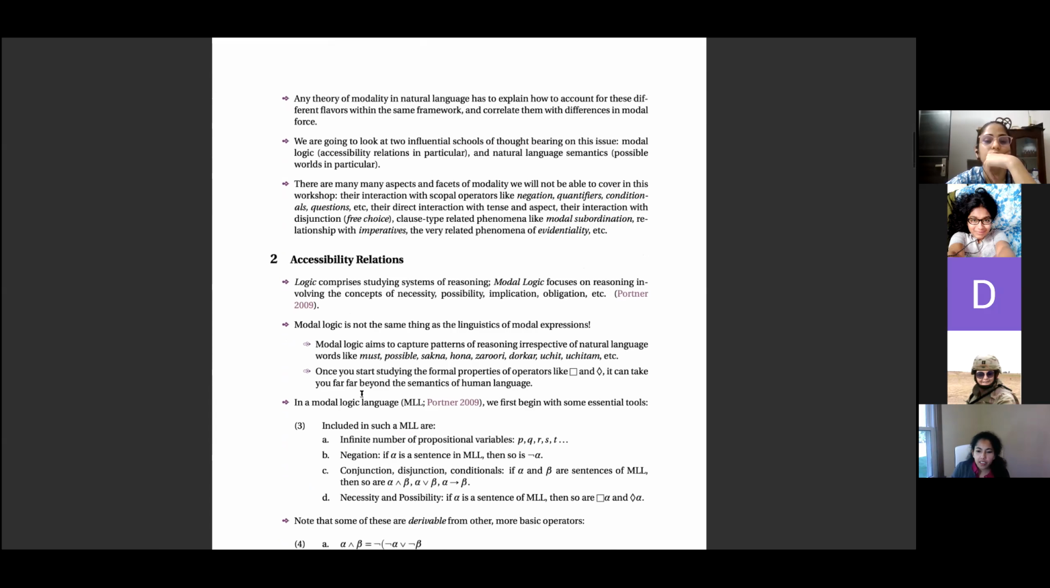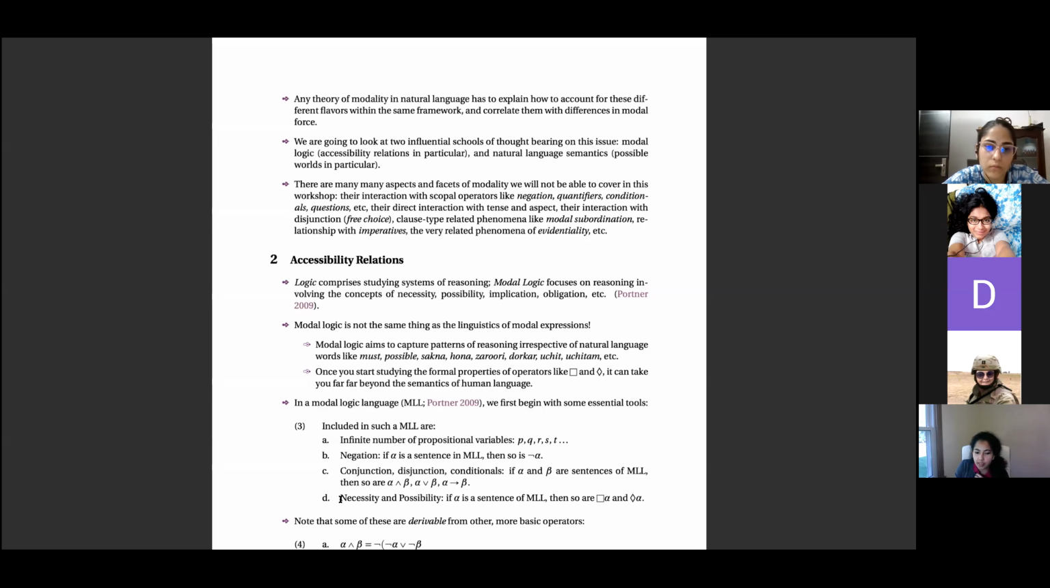Okay, so we begin with some essential tools. Let's call this modal logic little language that we'll deal with MLL, a la Purner. So you have very familiar things like propositional variables. You have a bunch of operators on those propositions. So if alpha is a sentence, then its negation is also a sentence in our language. Conjunction, disjunction, and conditionals are also legit operators in our system.